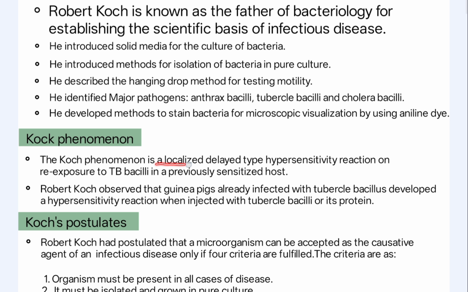Koch phenomenon is a localized delayed type hypersensitivity reaction on re-exposure to TB bacilli in a previously sensitized host. The Koch phenomenon wants to say that a guinea pig which is already infected with the tubercle bacillus, first the guinea pig is infected with the tubercle bacillus. After that one more time re-exposure will happen by the tubercle bacilli. So the guinea pig will show the hypersensitivity reaction against the tubercle bacilli.